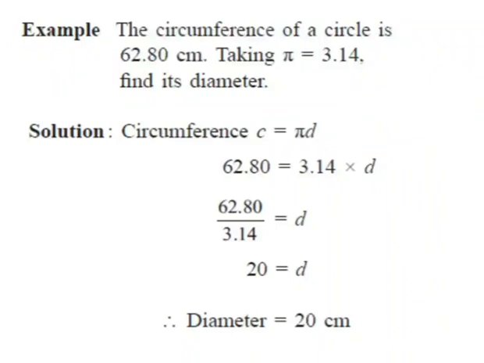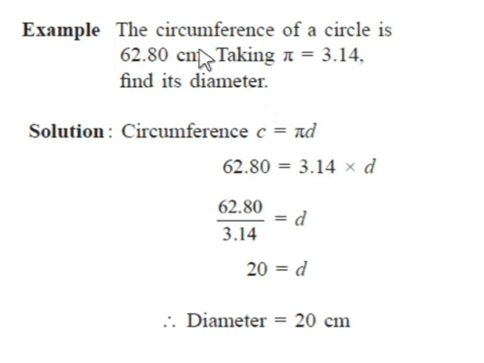Now fourth example, children. The circumference of a circle is 62.80 centimeter. Taking pi is equal to 3.14, find its diameter. Now children, in this example, circumference is given and value of pi is also given. So we will take here 3.14 as the value of pi.